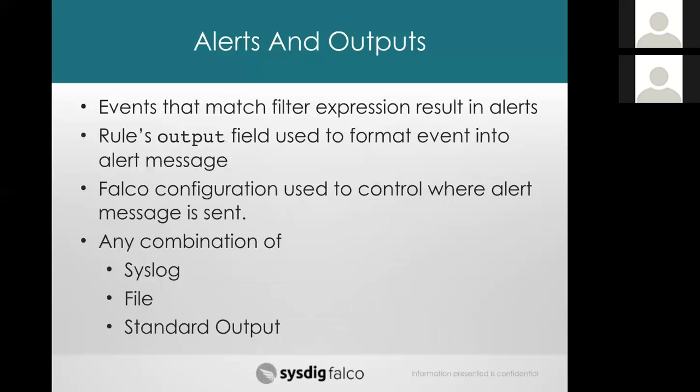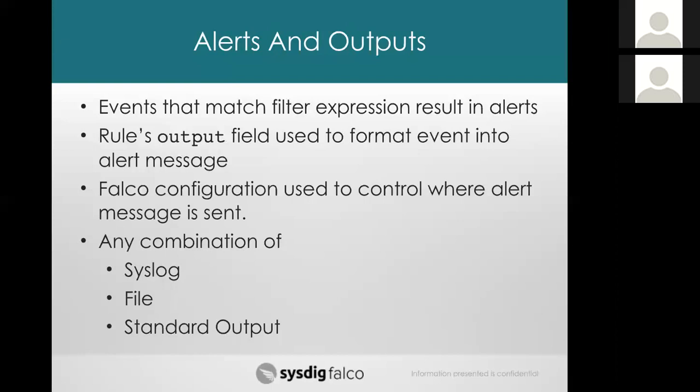Okay, so once something passes through the filtering expression, now we have some suspicious activity. Each of these events now becomes an alert. The rule's output field is used to format that event into an alert message. It contains a mix of text and fields that you might find from the event.